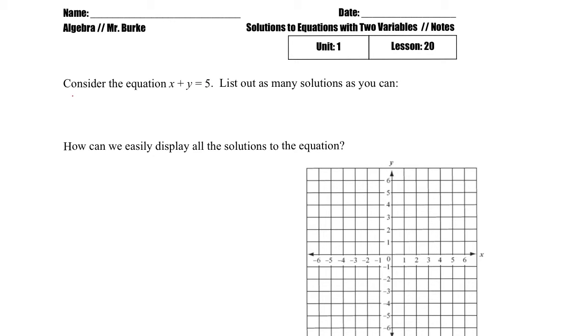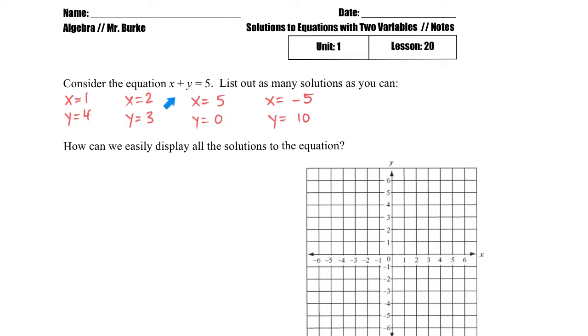So one solution would be like x equals 1 and y equals 4. And how about x equals 2 and y equals 3? And how about x equals 5, then y would be 0. These all make it true. Or how about x equals -5, and so y would equal 10? I think you can see what I'm driving at here. There are an infinite number of possibilities of pairs of solutions that make this equation true, x plus y equals 5. So what do we do about that?